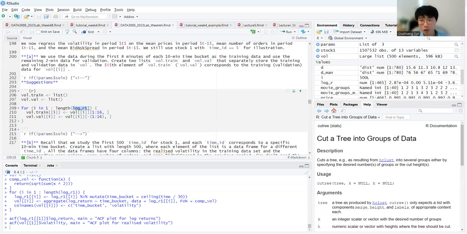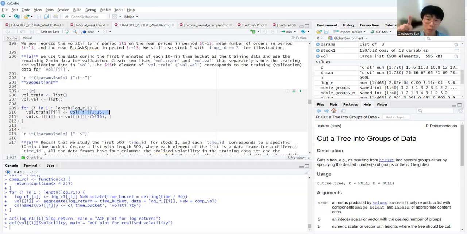Remember, I stored all the data in a list. So each element of this list corresponds to specific data under a specific time ID. For each element of this list, I just extract the first 80% of the data as training data.